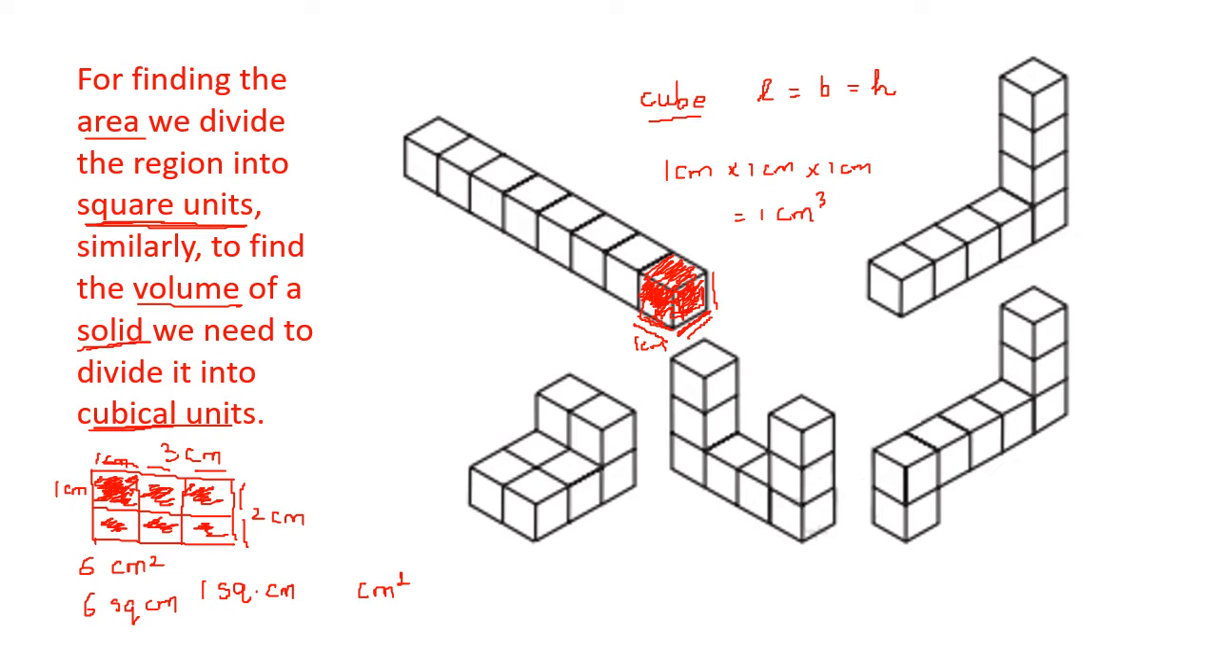Now, if you see in this first figure, this is a cuboid which has been cut into cubes. Now what do you observe here? This cuboid has got 1, 1, 1, 1, 1, 1, 1 and 1. So 1, 2, 3, 4, 5, 6, 7 and 8. The total length here is 8 centimeter. The breadth is only 1, so 1 centimeter, and the height is also 1, so 1 centimeter.